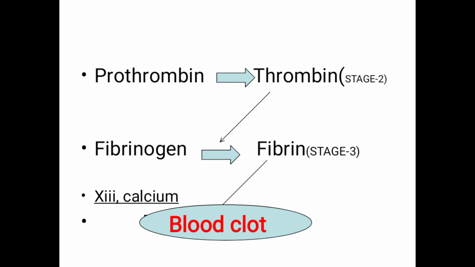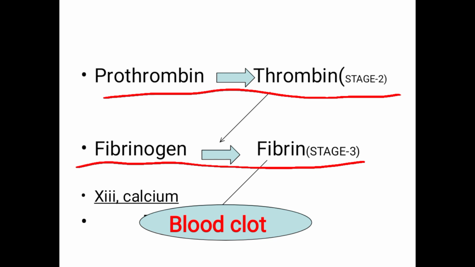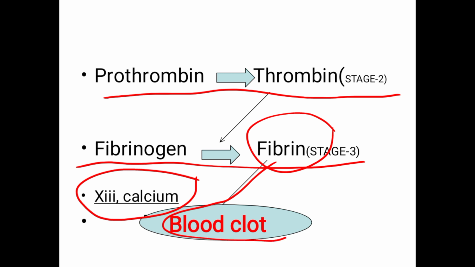So next, coming to stage 2. Prothrombin gets converted into thrombin. Thrombin converts fibrinogen into fibrin. In the presence of factor 13 and calcium, this fibrin is very important. Okay, so the blood clot will form. So you can see in this clotting mechanism, all the 13 clotting factors are involved, right? All the 13 clotting factors are involved. So this mechanism is very important. Usually they will ask in the exam.